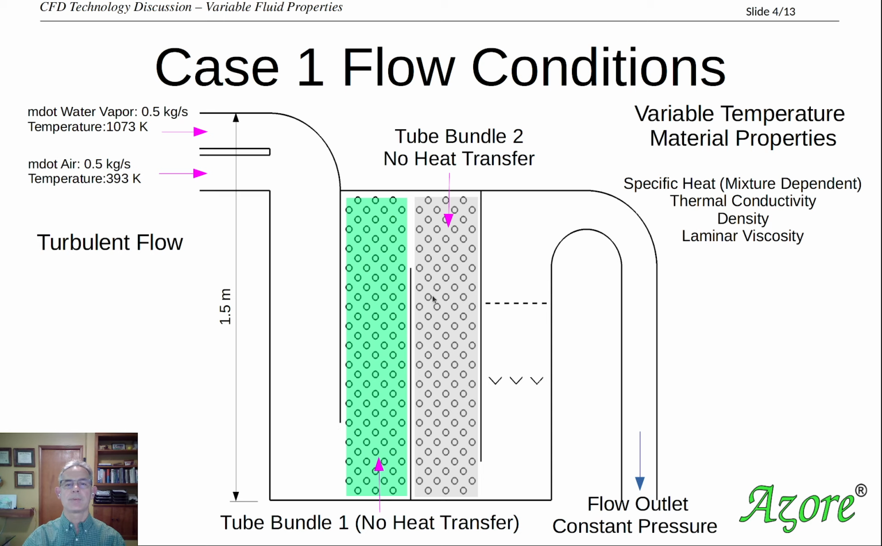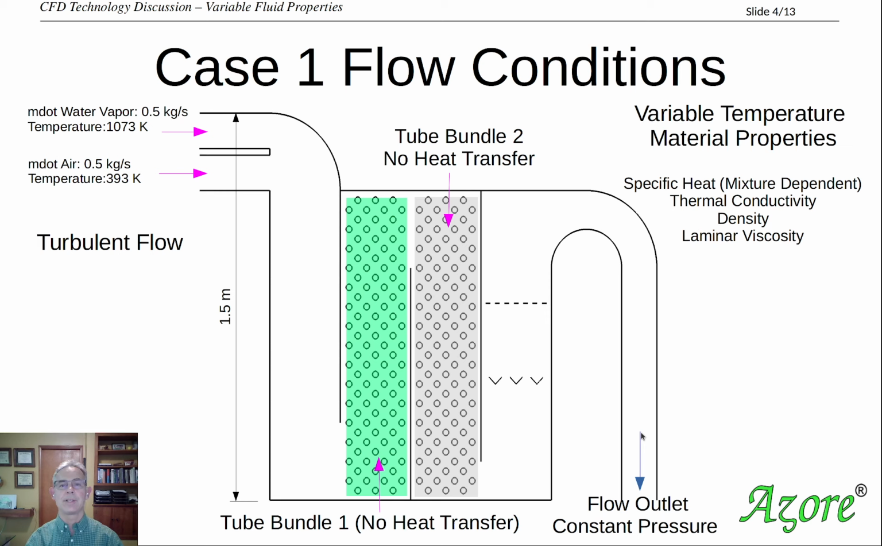And for this particular case, we're going to assume that no heat transfer occurs in these bundles. And so it really comes down to a mixing case where these two hot and cold gas streams that are dissimilar from one another, in that one's steam and one's air, mix with one another as it passes through this geometry. Since this is a heat transfer problem, our material properties are all going to be variable with temperature. They will also be variable with mixture. So the specific heat will depend both on temperature and on its composition of air and steam.